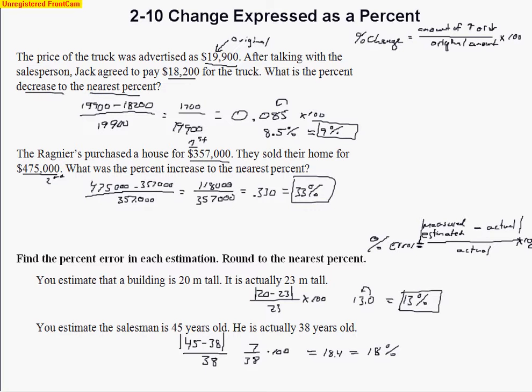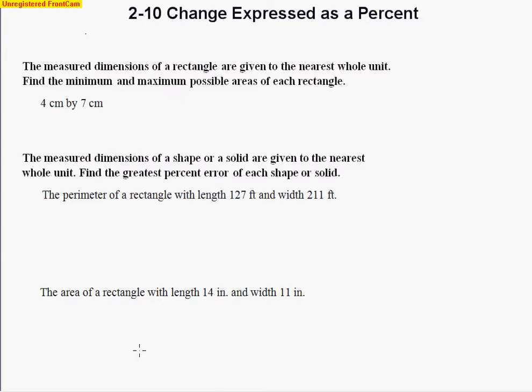Let's take a look at the next few problems. Here it asks us to find, the measured dimensions of a rectangle are given to the nearest whole unit. That's what they have here. Find the minimum and maximum possible areas of each rectangle. And so when we're looking at this, they're saying that they're measured to the nearest whole unit. So that means that this could vary. A whole unit would end up being 1 unit.